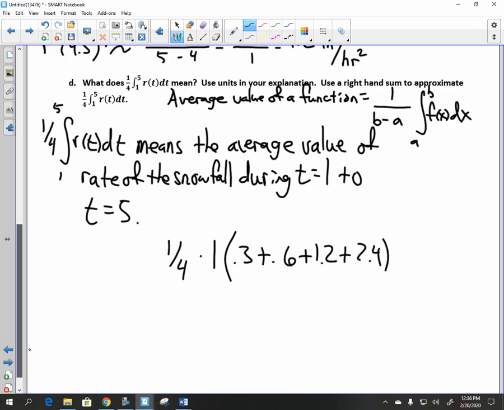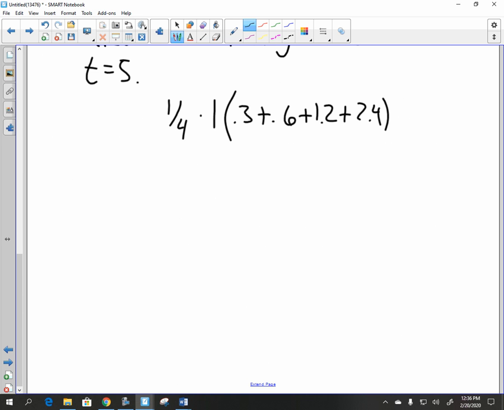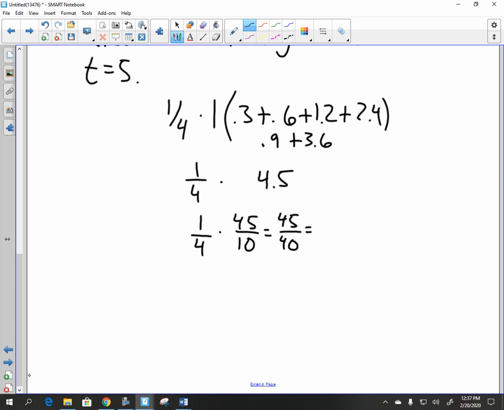And it's easy to do. Here's all we do. 0.3 plus 0.6 is 0.9 plus 1.2 plus 2.4, which gives 3.6. So we get 1/4 times what? 4.5. I'm just going to do a little crazy math here if you guys are okay with it. Just do 1 over 4 times 45 over 10, which is 45 over 40, or 9 over 8, which is 1.125.